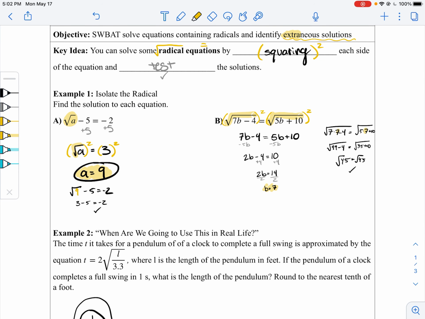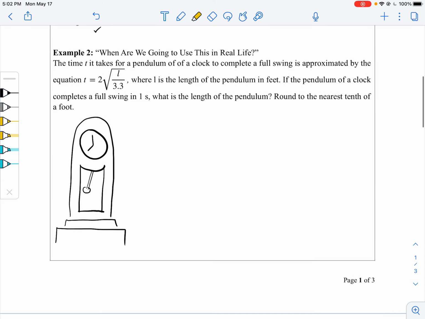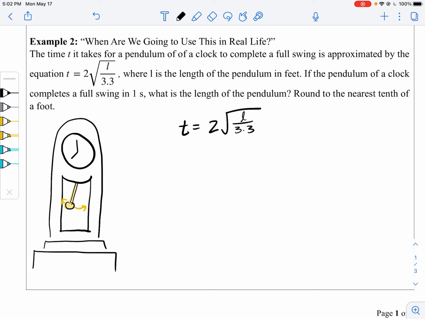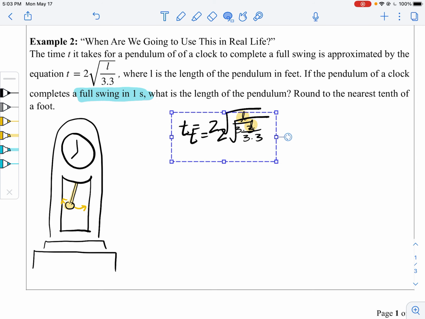That's fun and all, but when are we going to use this in real life? Well, have you ever seen a clock? You've got this pendulum inside, and he swings back and forth and back and forth. And the time it takes for the pendulum to complete a whole swing is approximated by this equation: 2 times the square root of L over 3.3, where L is the length of the pendulum in feet. Now we know that he completes a full swing in 1 second. That means our time is just 1.